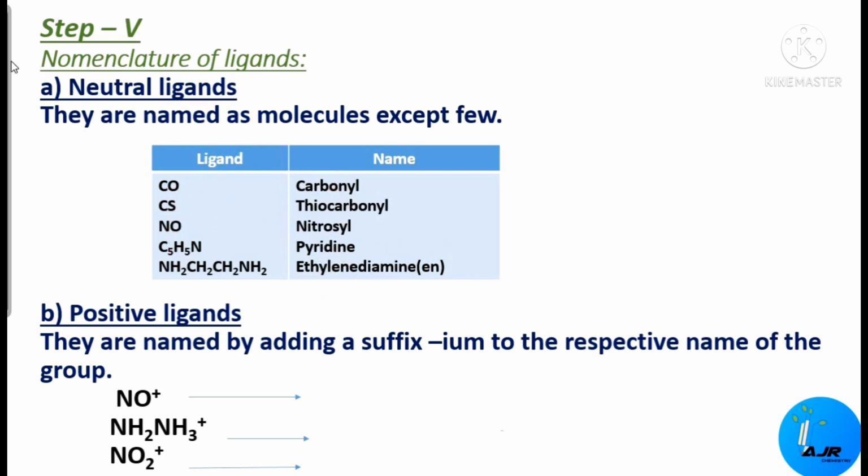But for certain compounds like water, H2O, this is a neutral ligand. We cannot write it as water, but it should be written as aqua. So some compounds will have different names. Then the next one is NH3. Normally we used to call this compound ammonia, is it not? But that's not the name here. In coordination compounds, we should name this ligand as ammine. So a few exceptions are there in the neutral ligands for which we will not be using the name of those molecules, but instead a specific name.